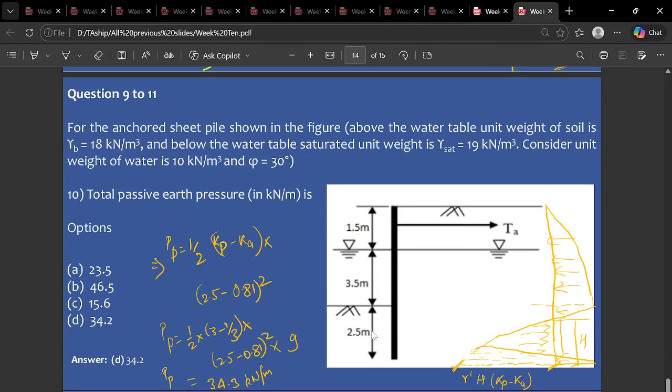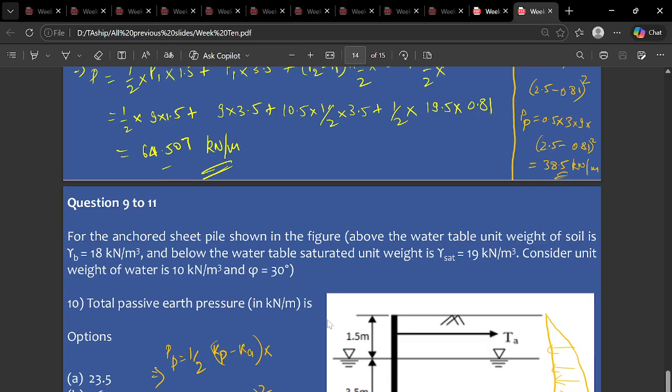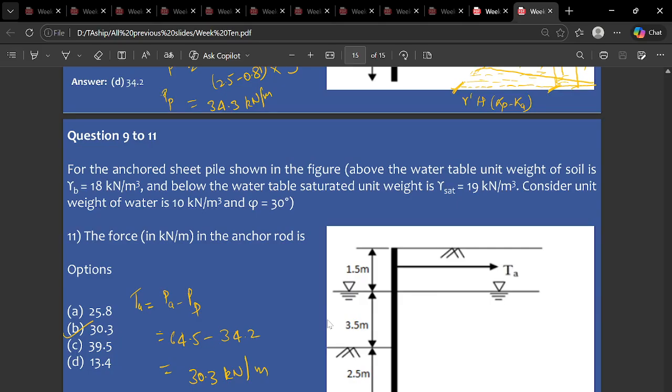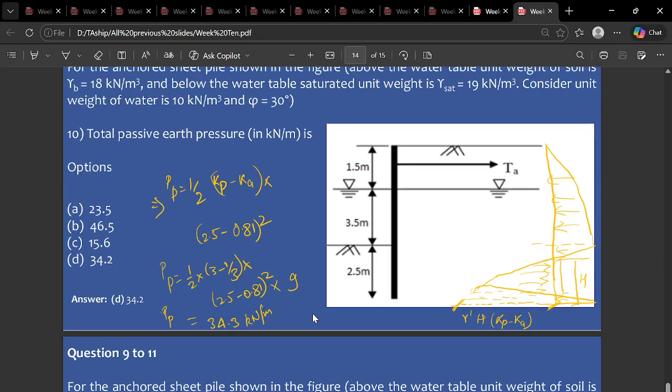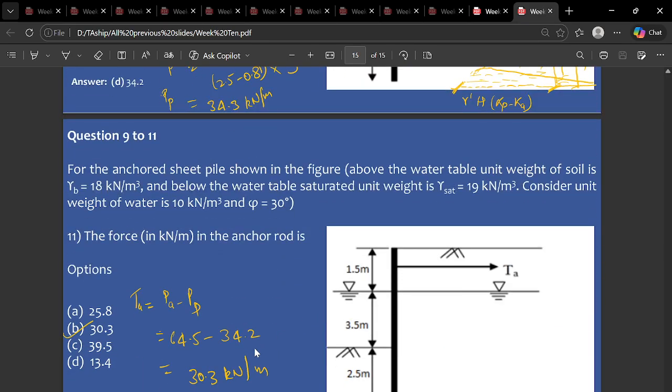Again, these are based on similar theories where your earth pressure changes its direction, and then you can calculate how much is the passive earth pressure and how much is the pressure on the rod. The pressure on the rod is none other than the difference between your passive pressure and your active pressure. The difference between both of them is the force which needs to be resisted by the anchor.